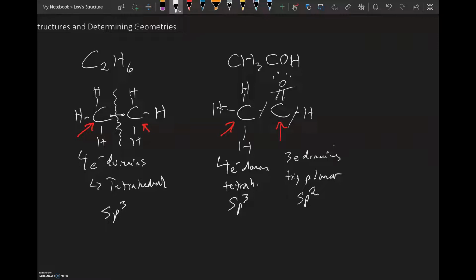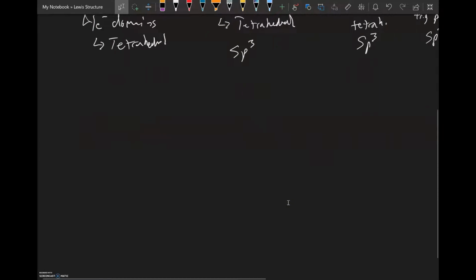So this is an example that shows you that you can't always assume that the geometries and the domains are all going to be the same. In this particular case, they are not the same. So let's look at another example. So now let's look at ethanol.